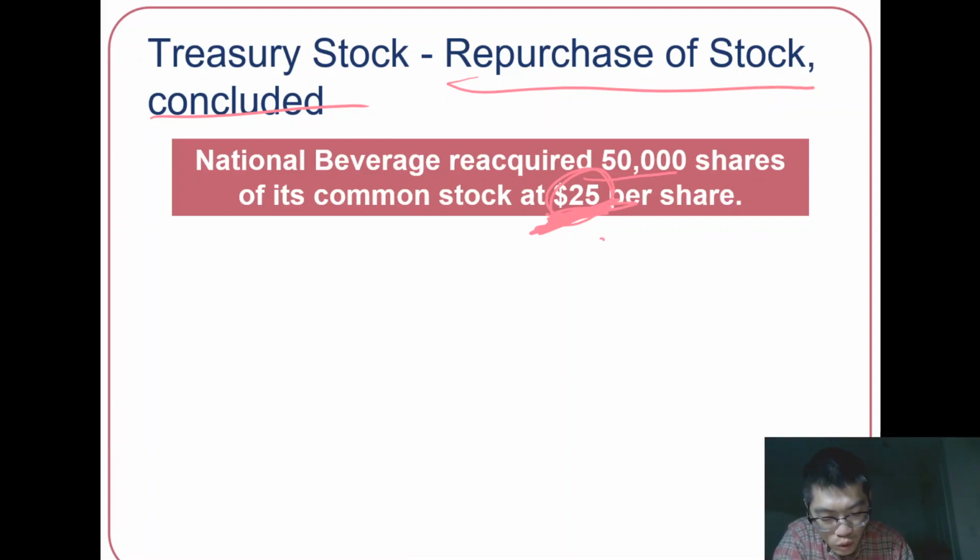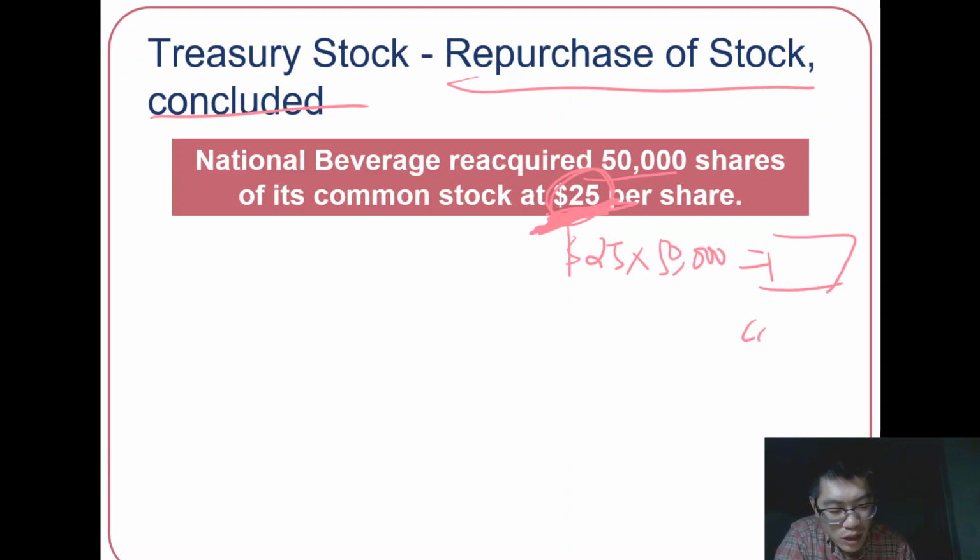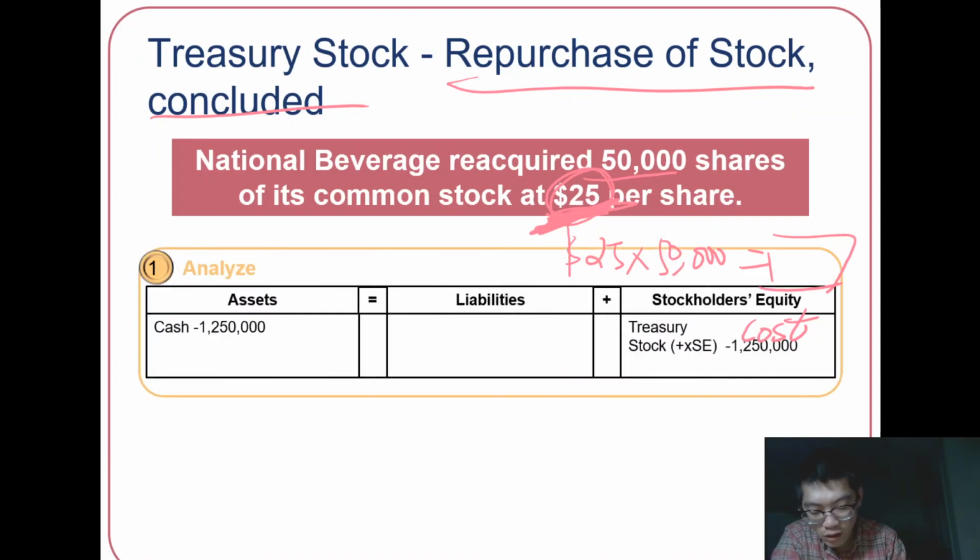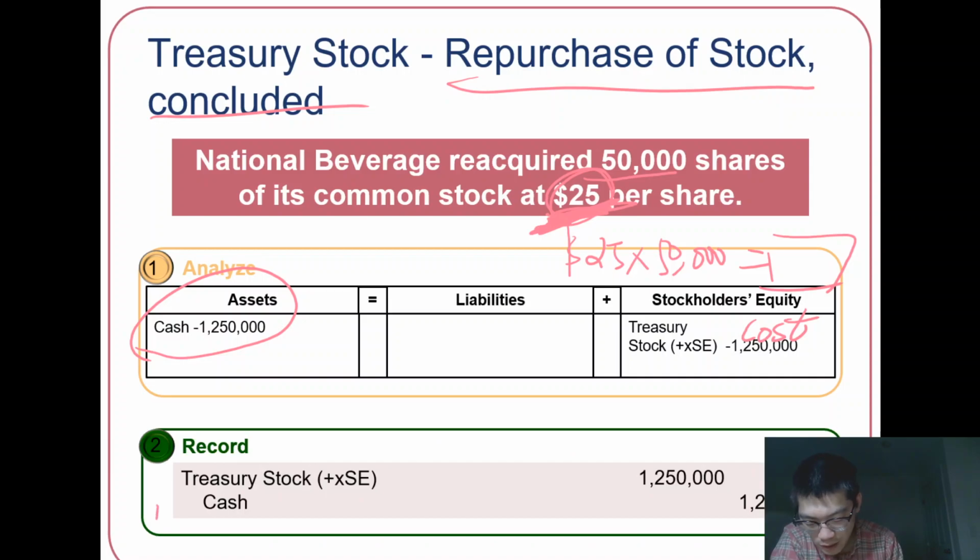So then $25 per share times 50,000 shares, whatever that total number is, is the cost for the company of getting those 50,000 shares. Okay, so how do we record this? Usually, we're going to use cash for those stock transactions, and for a company it's true as well. So if you want to buy those back, you have to pay cash. Then our cash balance decreases.